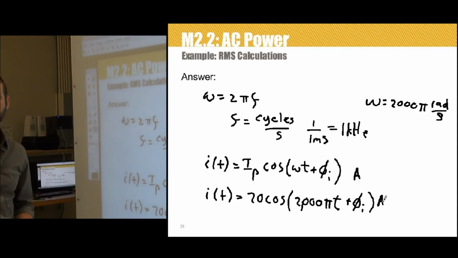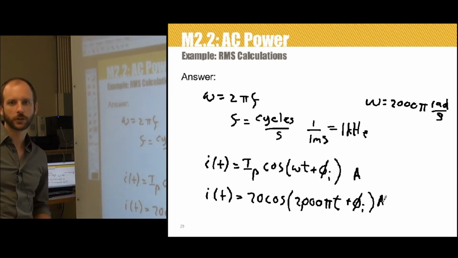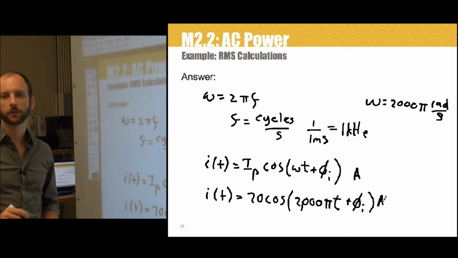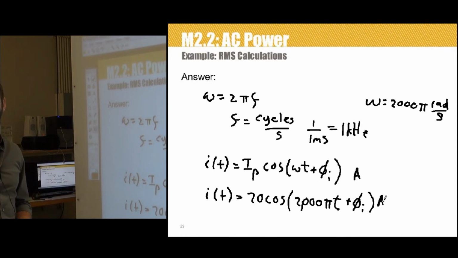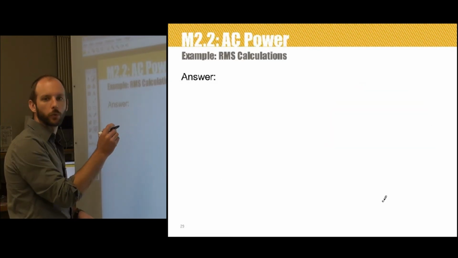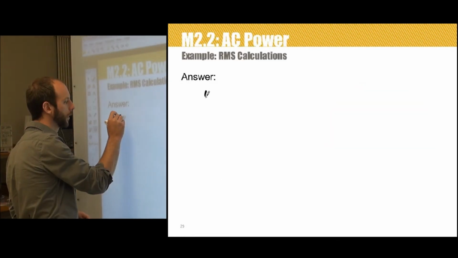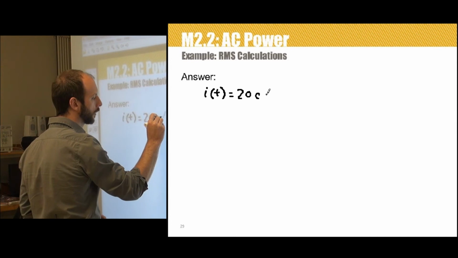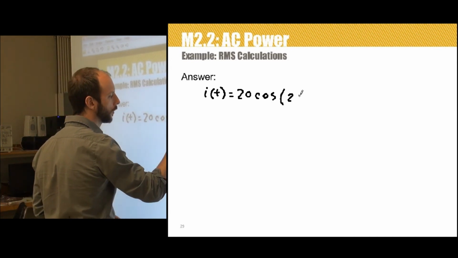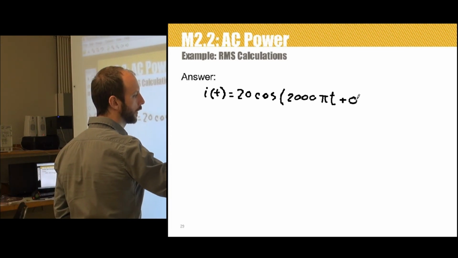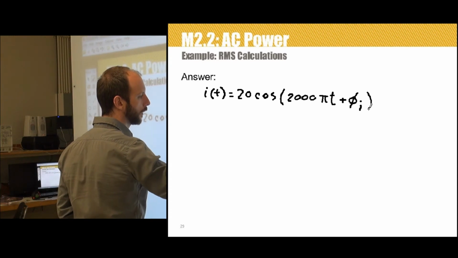So what we'll do to figure out that phase shift is use the information regarding the instantaneous value of the waveform that we are given to determine the phase shift. What we were told was that at t equals 0, the instantaneous value of the waveform was 10 amps. So let me clear my slide. I'll rewrite that. i of t equals 20 cosine of 2,000 pi t plus the phase shift. That was in amps.